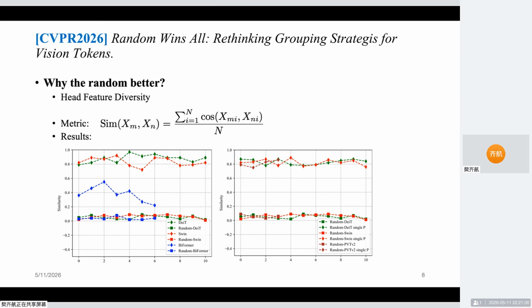Second, we study head feature diversity. The key idea is that random grouping encourages different attention heads to observe different token relations, which increases diversity across heads. The metrics and the results on this slide show that the random strategy leads to richer and more complementary head behaviors, and this diversity is beneficial for representation learning.